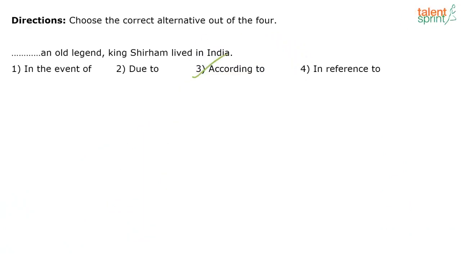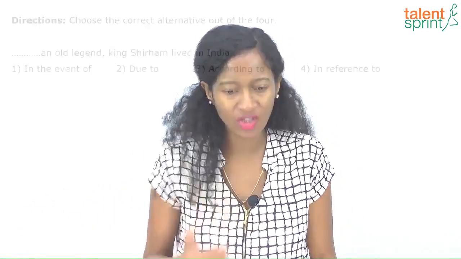Now, let's look at option 1. In the event of. So, when do you use this construction? Can somebody give an example sentence, and what does it mean? When I say in the event of, I mean if, in case this happens. So I cannot apply that in that context. In the event of an old legend, we are not talking about if something happens. We are saying this already happened, because it's referring to some old legend which is already there. It can be a mythology or a real story. So in the event of will not apply.